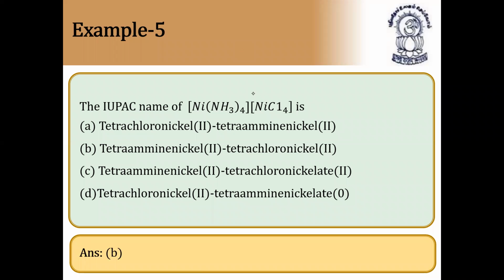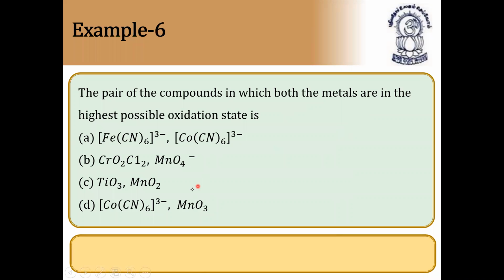In this session and the next session also we'll discuss only questions based on coordination chemistry. The pair of compounds in which both the metals are in the highest possible oxidation state. So what is the oxidation state of iron here? It is +3. What is the oxidation state of cobalt here? It is +3 because 3 minus is given. So x minus 6 is equal to -3, so x is equal to +3.